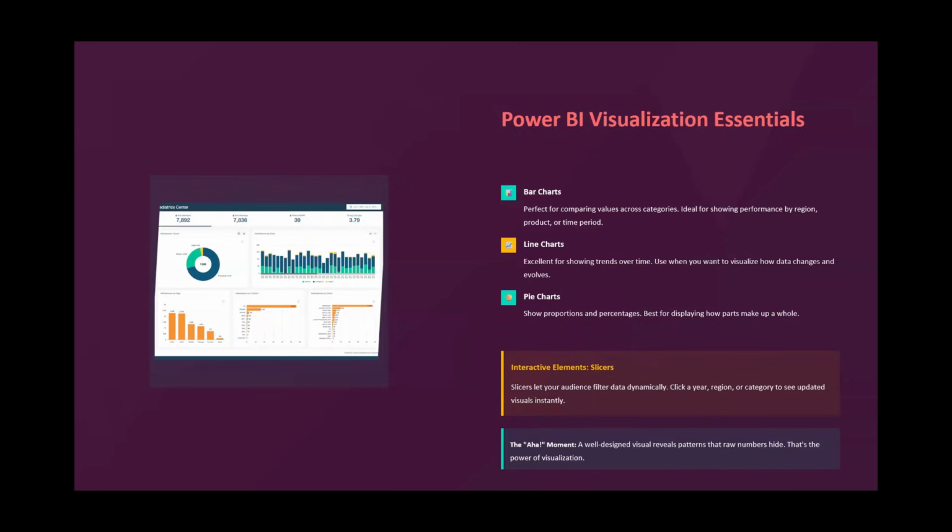The first one is bar chart. I use it almost every day because we're trying to compare one or two categories. That's where you use your bar charts. For instance, if you want to compare the sales performance across different regions, you use bar chart for that. And then another thing is we have line charts. Line chart helps us to show trends over time.